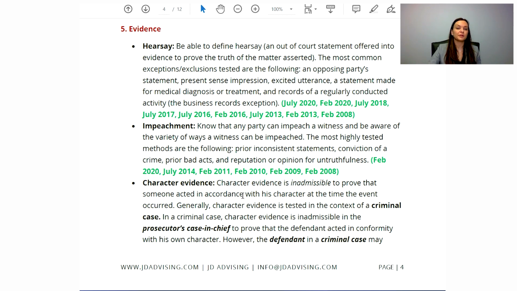So you also want to be familiar with that portion of the rule at a minimum for these highly tested ways to impeach someone. Remember that extrinsic evidence is outside evidence. So it's bringing something else in to help prove the point or to help further the idea of impeachment.